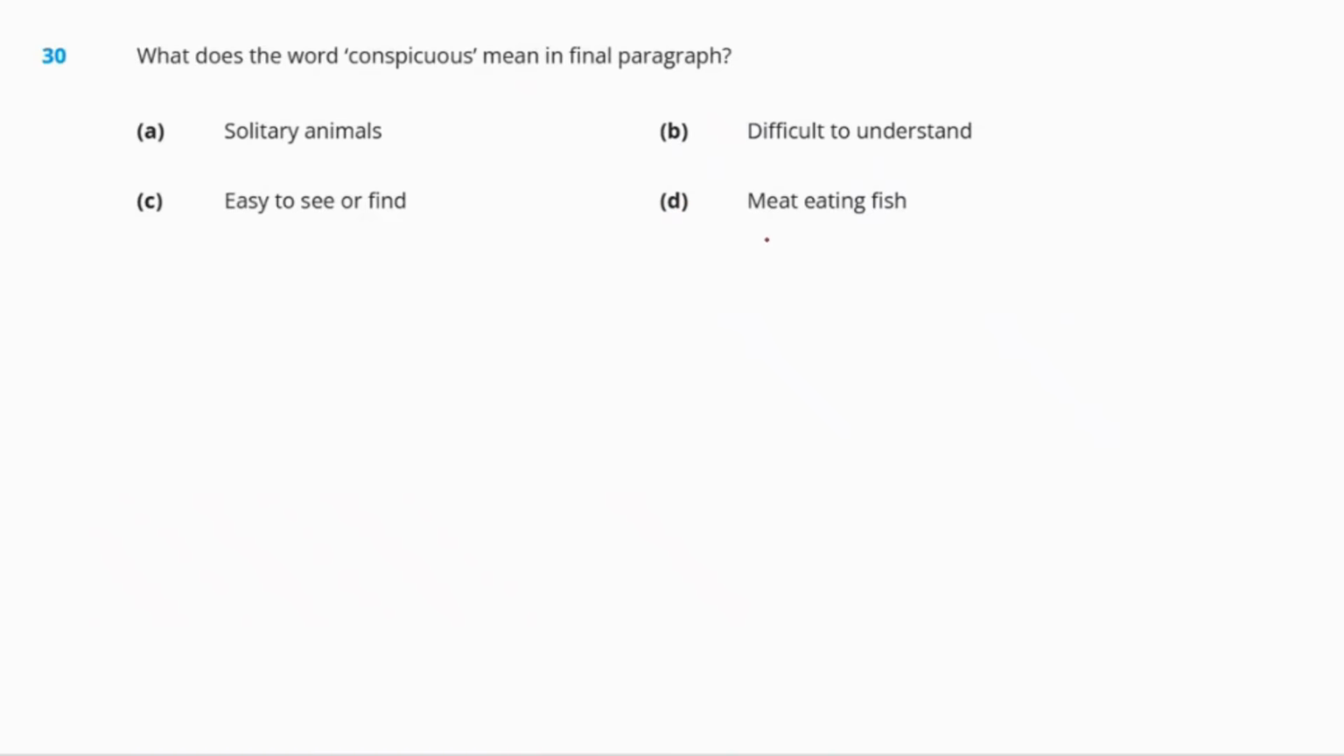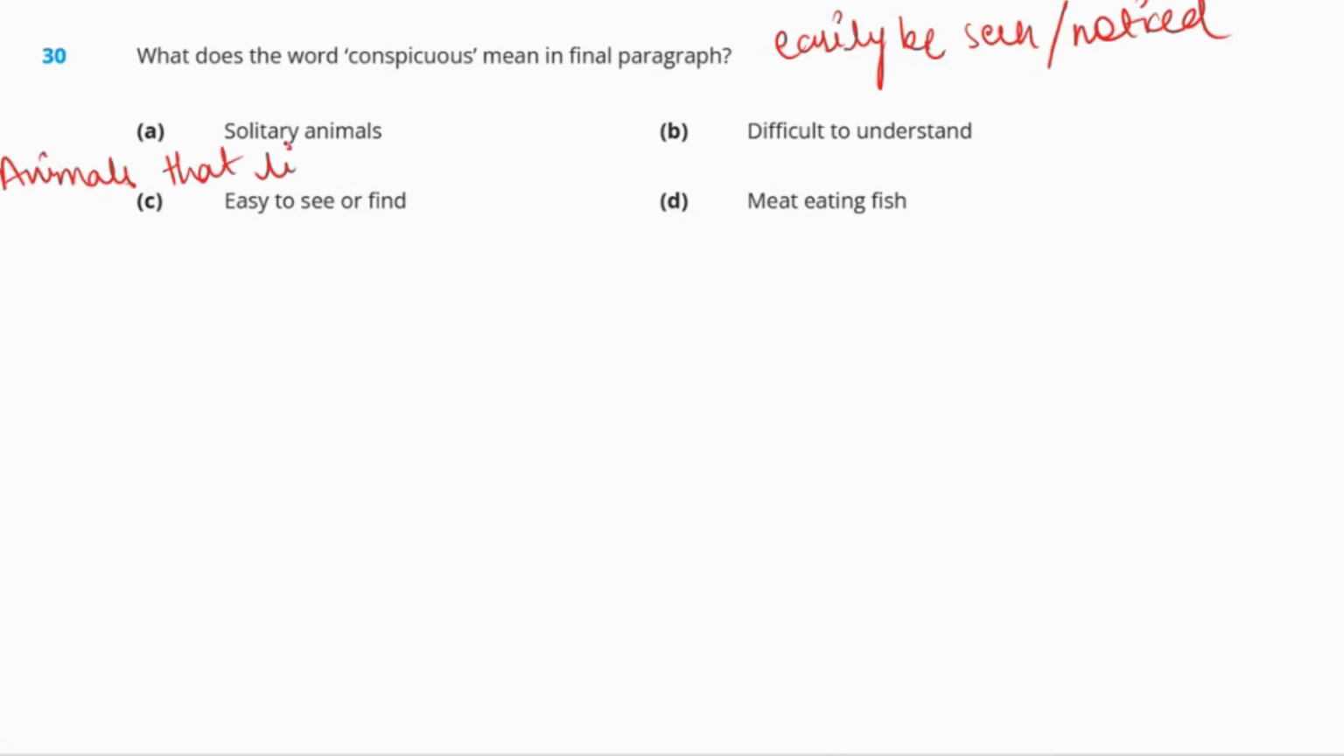Now, next is: what does the word conspicuous mean in the final paragraph? Okay, so what does the word conspicuous actually mean? It means something that can easily be seen or easily be noticed. Now, options are A. Solitary animals. What are solitary animals? Solitary animals means animals that live alone. Next is difficult to understand. Option C, easy to see or find, and option D, meat eating fish. So out of all of these, the right answer is option C, easy to see or find.